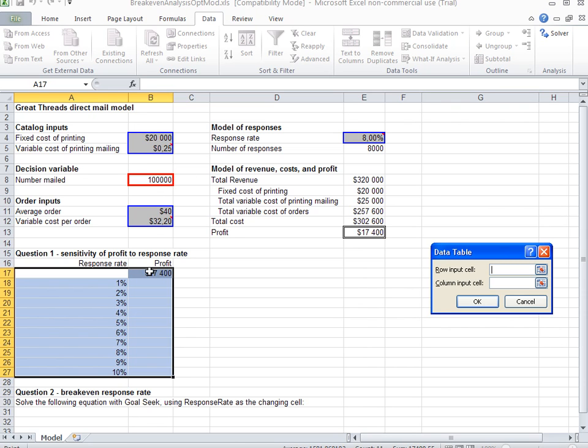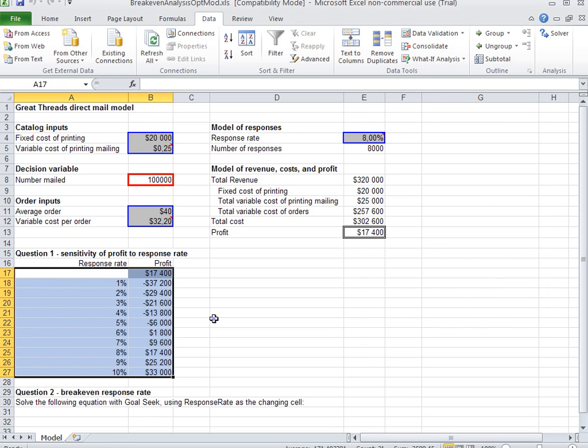Remember that this gray cell is already linked with profit, and what we haven't linked together in our data table is this 1% with the response rate. So we're going to go to column input cell and click on this response rate 8%. We can memorize it like this: those percentages here are in a column, under each other. So that's why we say column input cell, and we click on 8%, we get $E$4. Now, not only profit, but also the response rate is linked to our main exercise, and we can click OK.